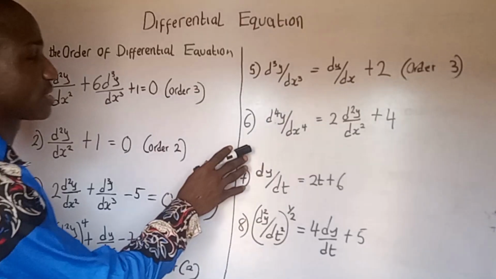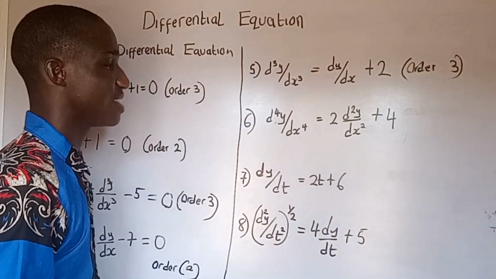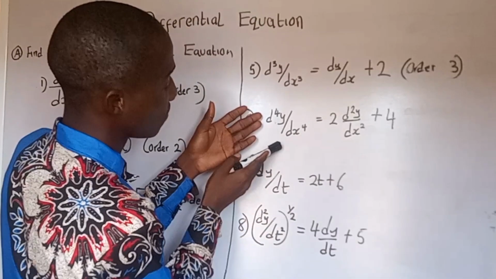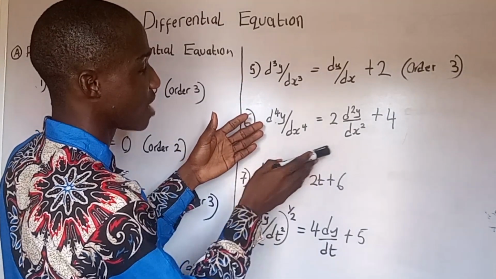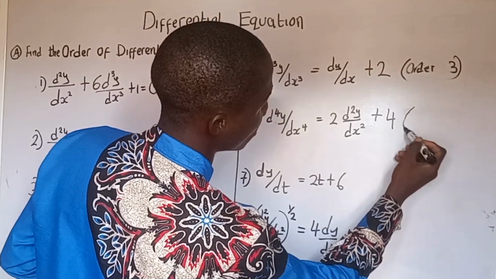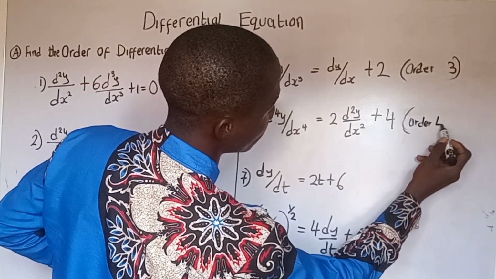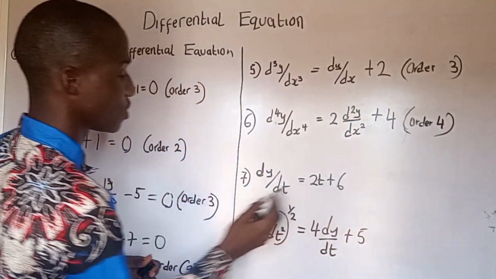Now, for question number 6, what is the order of this differential equation? The order is 4 because this signifies that this differential equation has been differentiated 4 times. So the order is 4. Let's proceed to the next question.